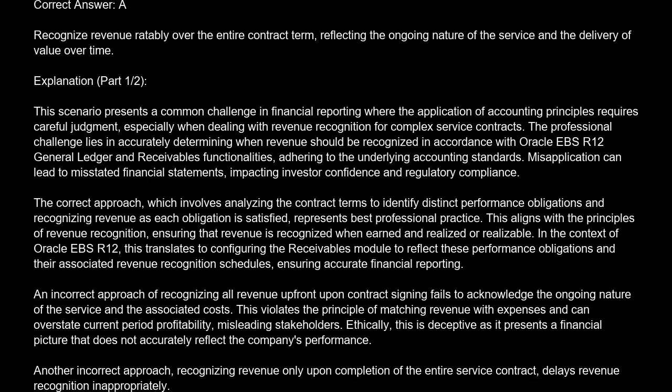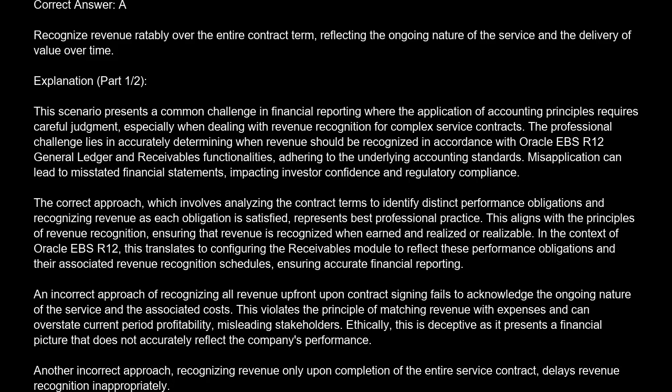The correct answer is A. Recognize revenue ratably over the entire contract term, reflecting the ongoing nature of the service and the delivery of value over time. Explanation. This scenario presents a common challenge in financial reporting, where the application of accounting principles requires careful judgment, especially when dealing with revenue recognition for complex service contracts.